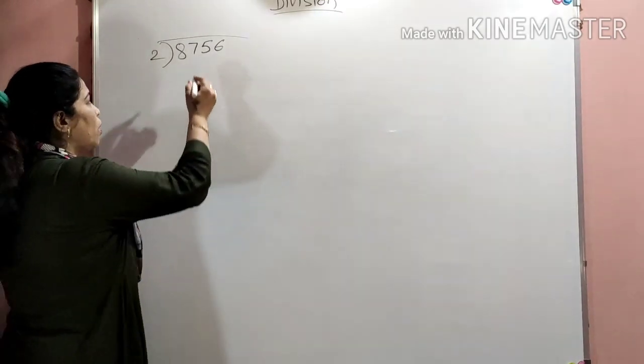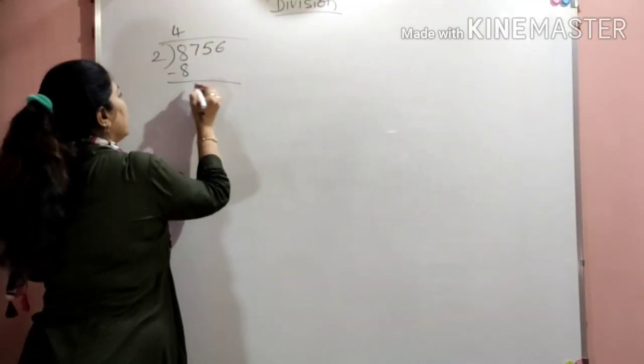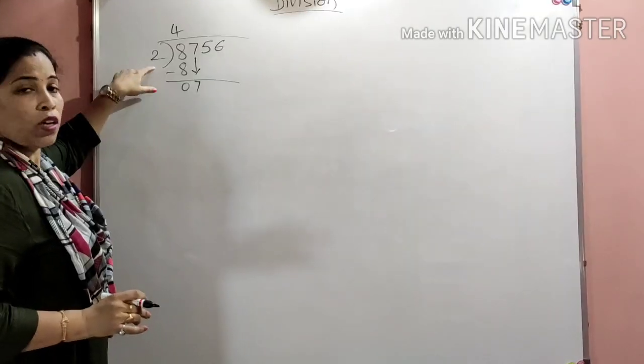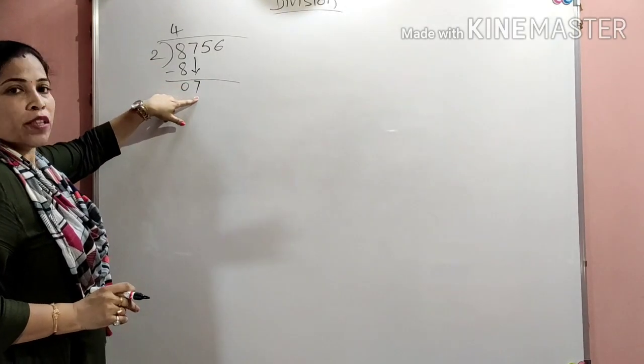So 2 4s is what? 2 4s is 8 minus 0. Now this 7 will come down. Okay, now we will see if 7 is coming or not. So 7 is not coming in the table of 2.